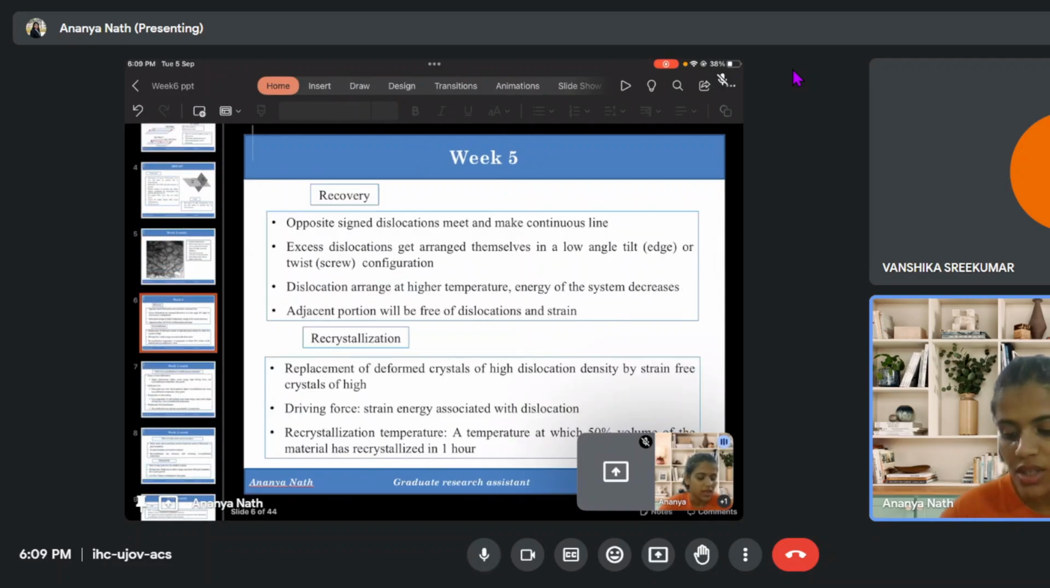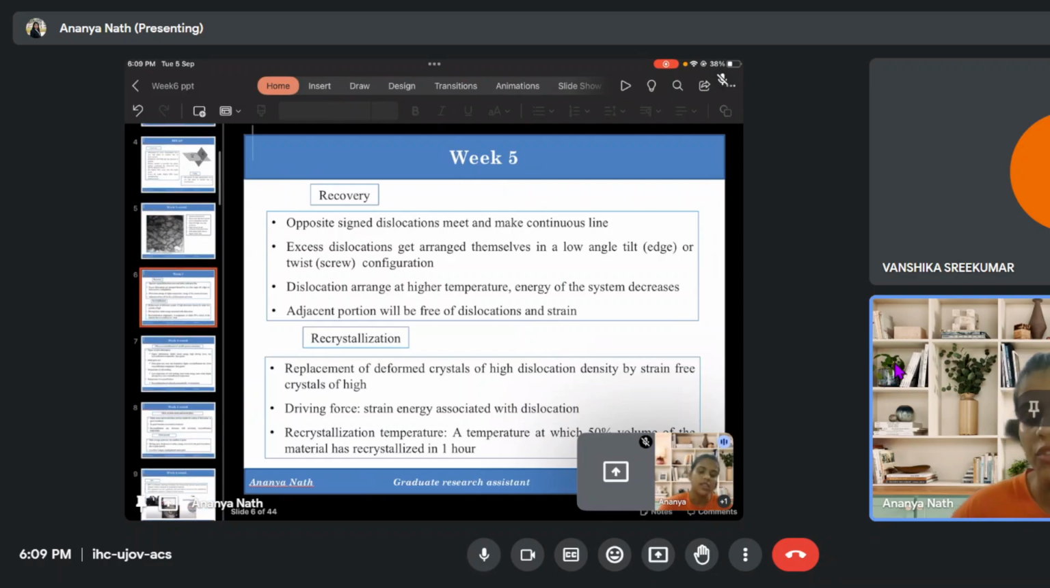So in week 5, the last two lectures were not covered in the last session. So let's start with that. First was recovery. Recovery means if we have introduced a lot of hardening in a material, now we want to remove some hardness, or the material is over aged due to the natural aging condition. So we want to remove the hardness. So we have to revert back some ductility inside the material, due to which we go through recovery.